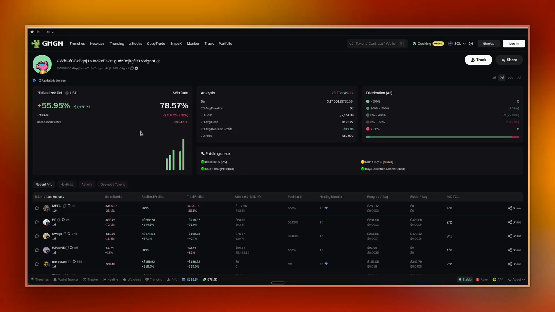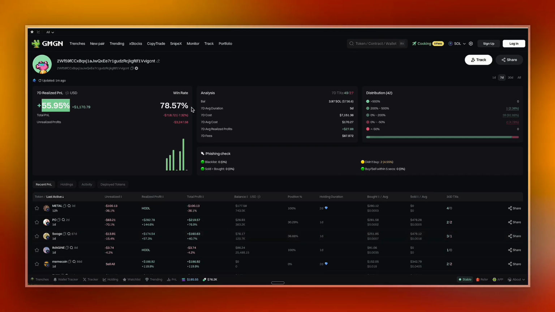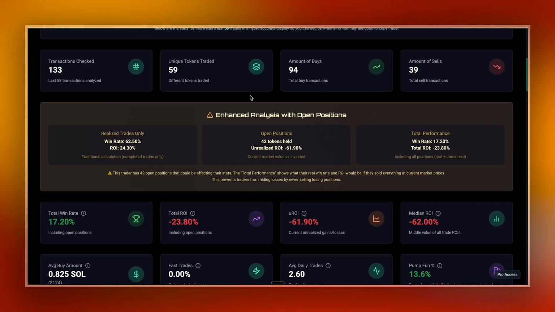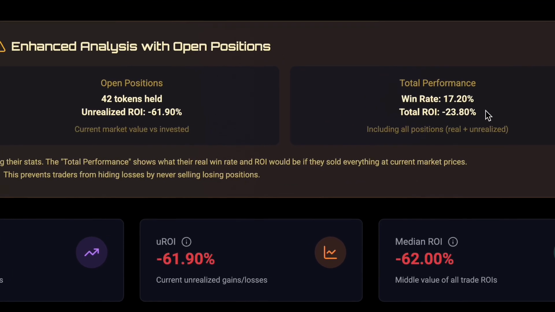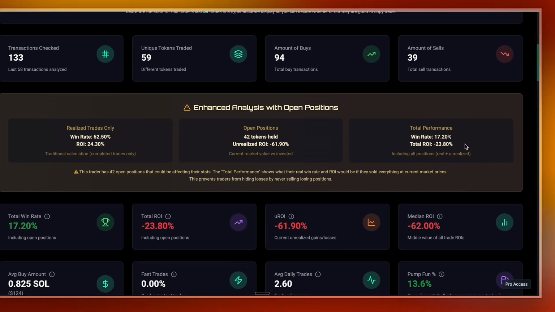GMGN is spitting out basically the ROI of only the sold tokens. So if someone is holding on to all their losing tokens, they're going to have a very high win rate and a very sexy ROI, but it's going to be fake. If you come here, we take all open positions into account. So you can see what his win rate over the last 200 transactions is and his ROI. But because he's got 42 open positions with an unrealized ROI of minus 61%, his actual performance is only a 17% win rate and a minus 23% ROI.